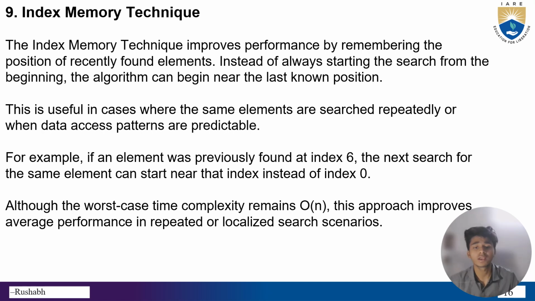This is useful in cases where the same element is searched repeatedly or when the data access patterns are predictable. For example, if an element was previously found at index 6, the next search for the same element can start near that index instead of 0. Although the worst case time complexity remains O of n, this approach improves average performance in repeated and localized search scenarios.